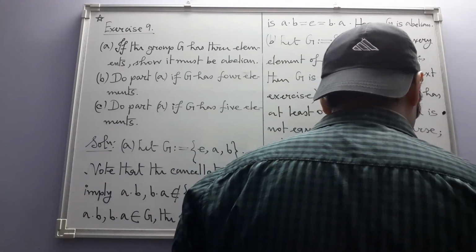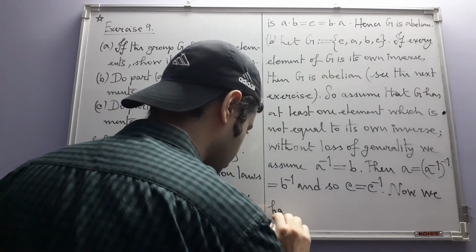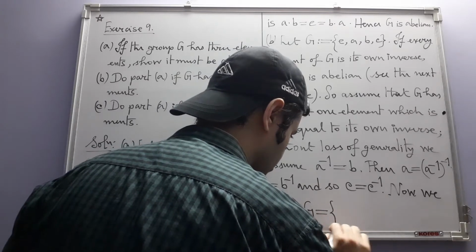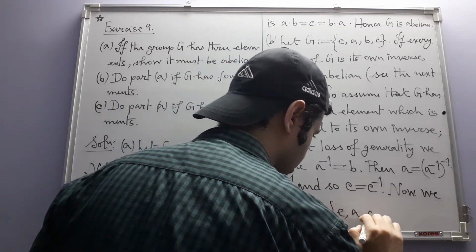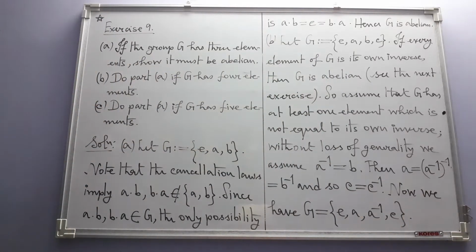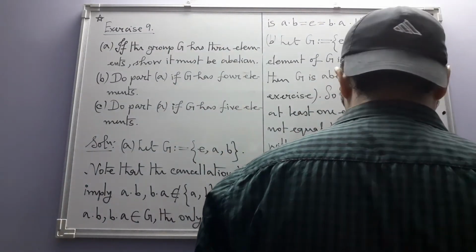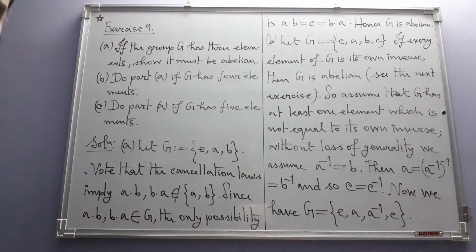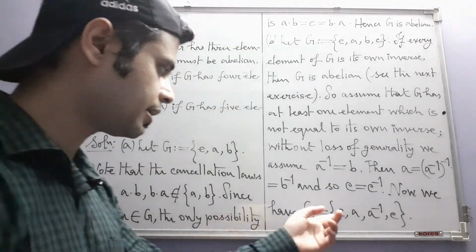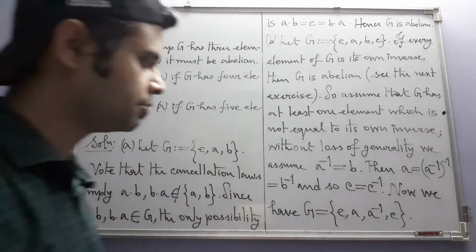Now we have A inverse C. Okay. Let us first try to show that A and C commute. We have already seen that we need not consider E when we are showing that two elements commute.